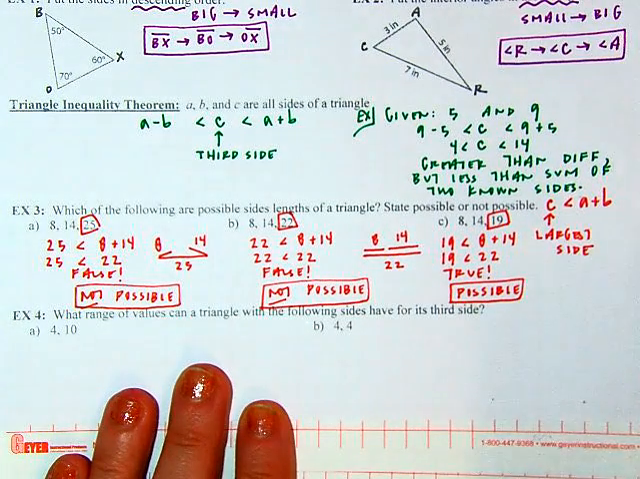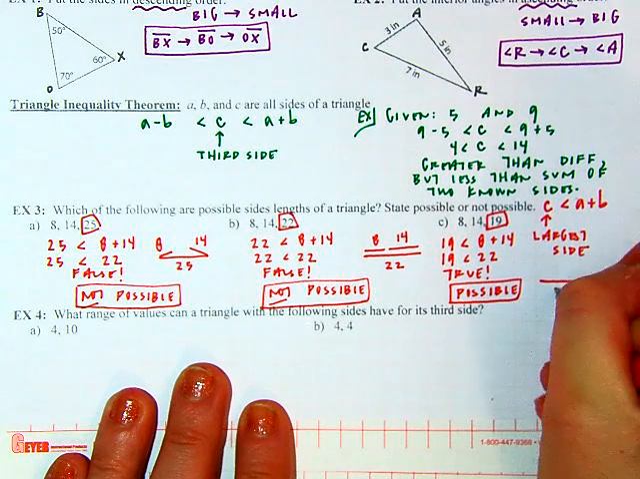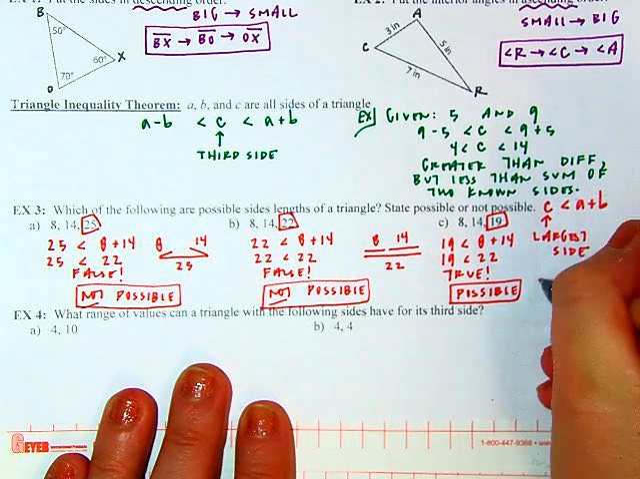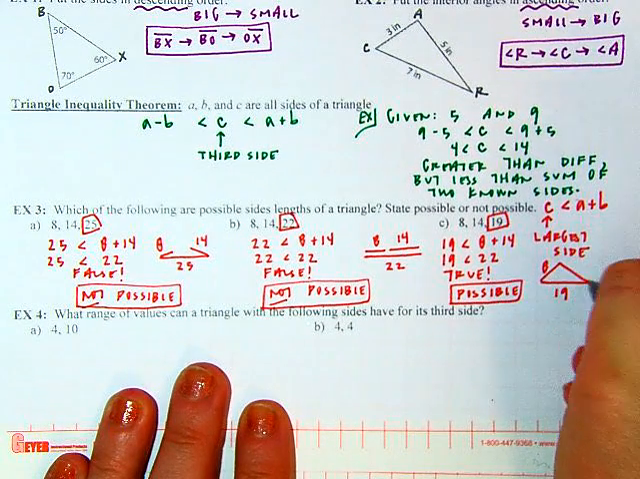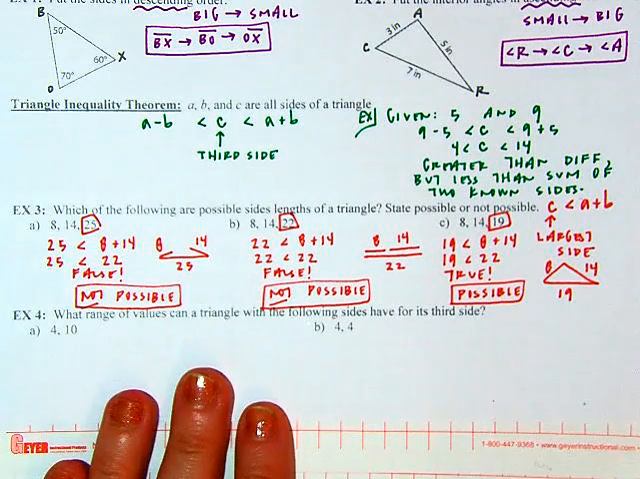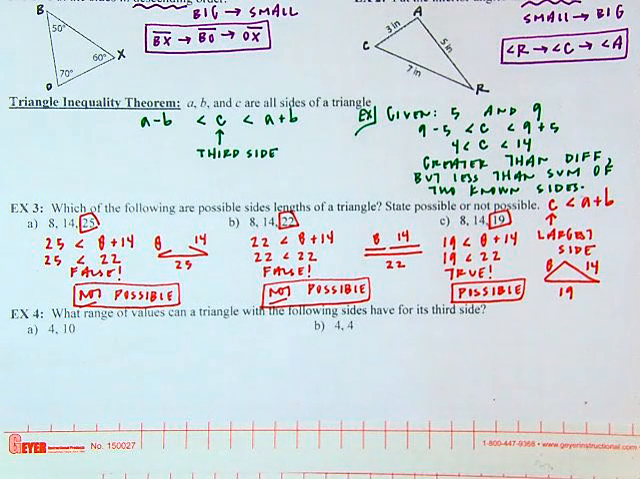And if I make a little sketch, here's my biggest side, 19. Here's my 8. Here is my 14. And finally, I have a triangle. So I want to make sure that my largest side is less than the sum of the two known sides.